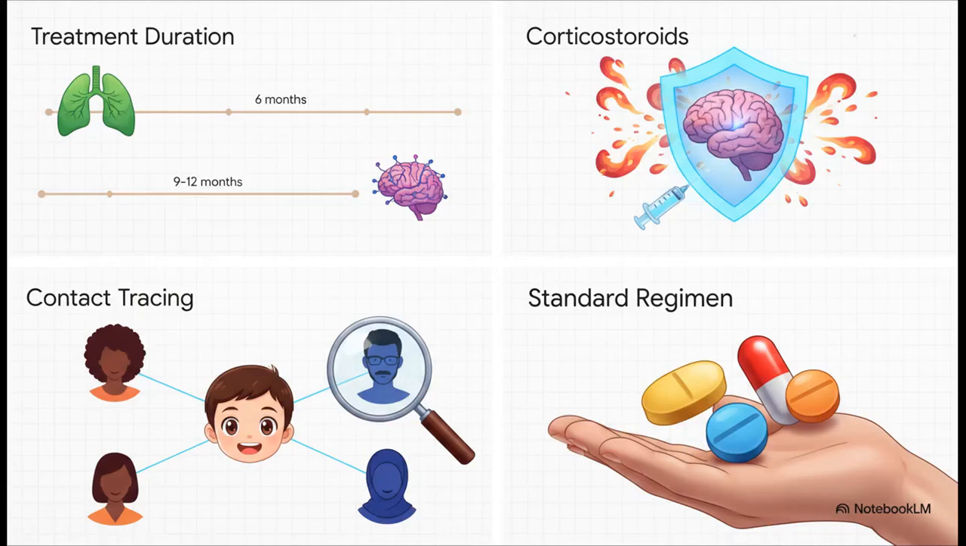And finally, management. For simple, uncomplicated pulmonary TB, you're looking at the standard 6-month course. But for the severe forms like TBM or miliary disease, you absolutely have to extend that therapy out to 9 or even 12 months. The other life-saving intervention for TBM? Corticosteroids. They are non-negotiable. They are there to dampen that destructive inflammatory response.